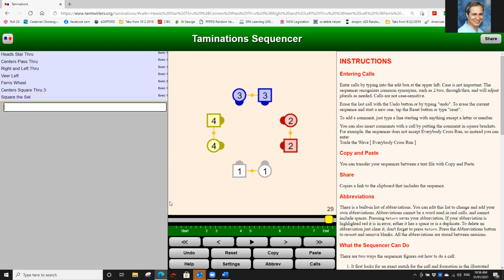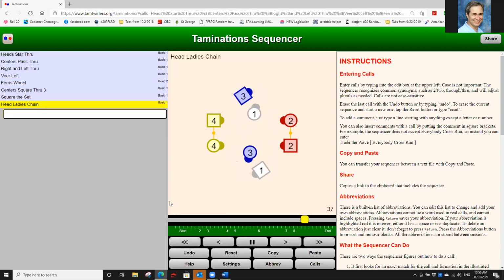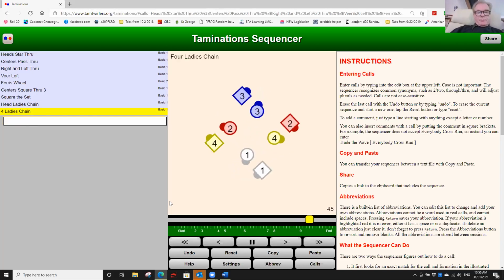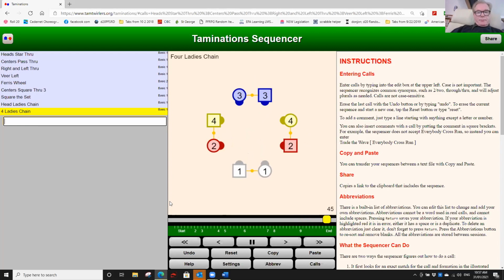Okay, now have the head ladies chain. Now, if you notice, the sides are paired with their partner and the heads are paired with their opposite lady. Now call all 4 ladies chain. Now we have the heads paired with their partners and the sides paired with their opposite ladies. Everybody agree with that?